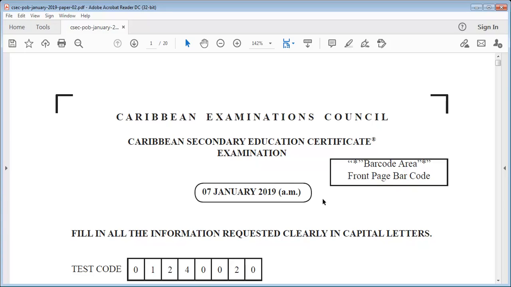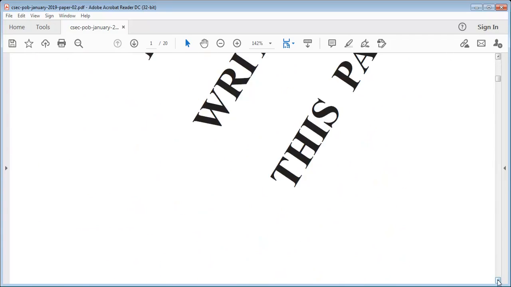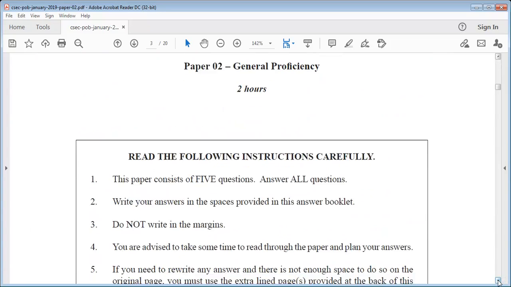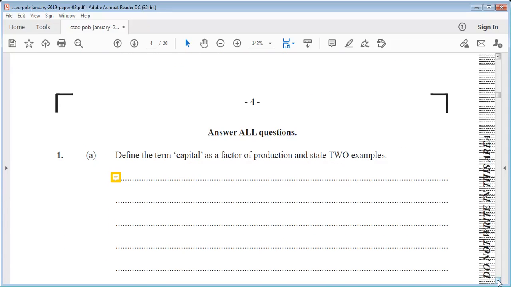So let us get right into it. So we'll be looking at question 1. Here it says define the term capital as a factor of production and state two examples.